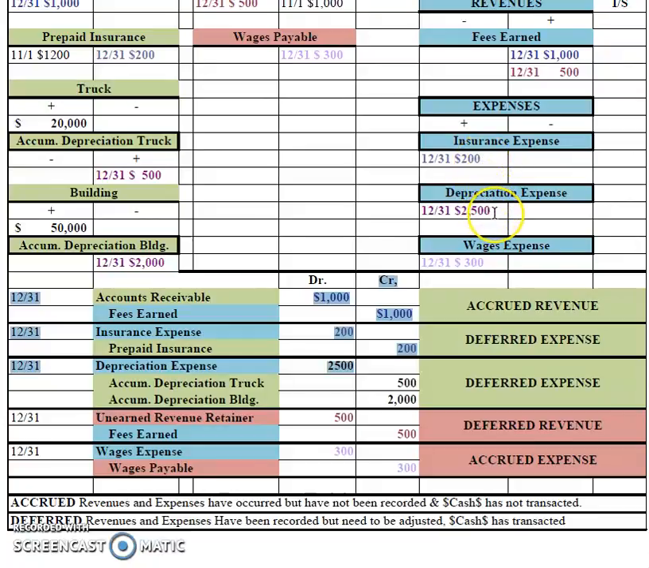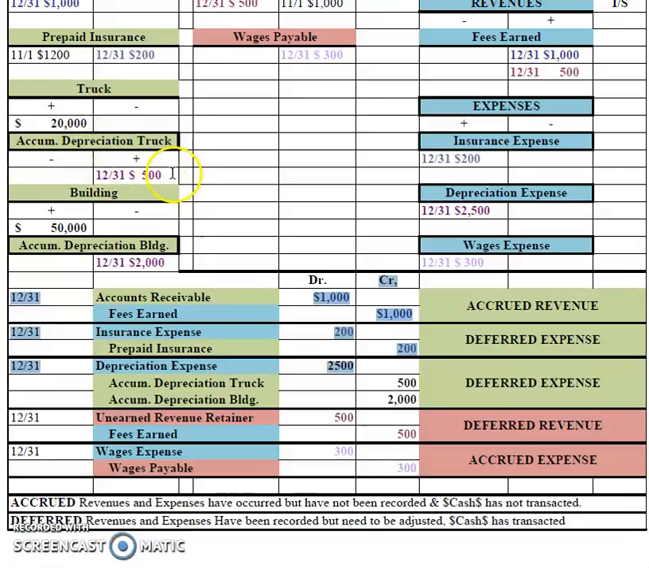Another expense is depreciation expense. Depreciation expense happens when we buy a fixed asset, whether it be a truck or a building, something that we're going to expense off over time. In particular here we have a truck. We have bought a truck for $20,000 and we put it on the books. It stays on the books as $20,000. That's its historical cost. But we need to write it off over time. In this case, we have a $500 depreciation expense on the truck.